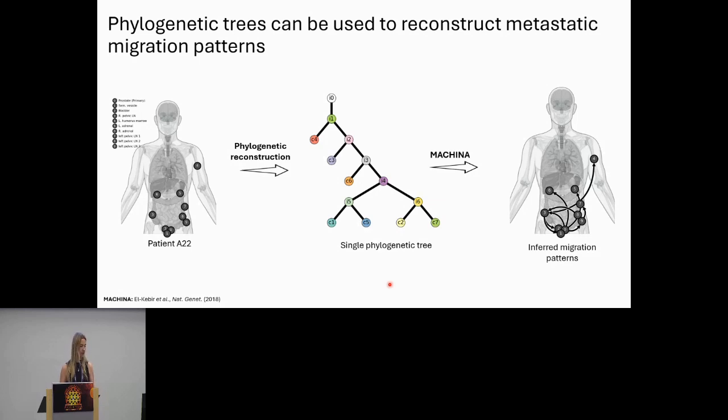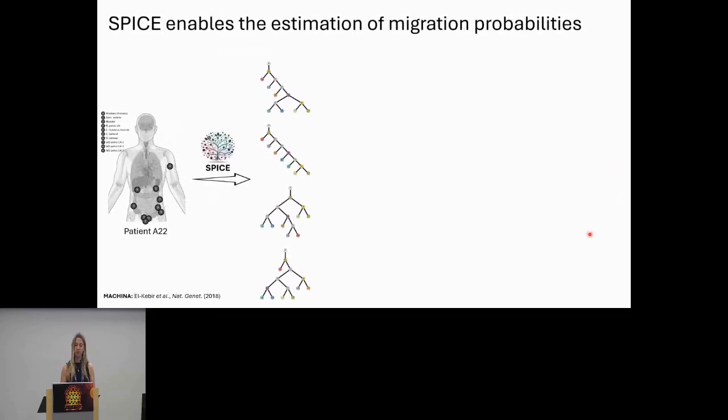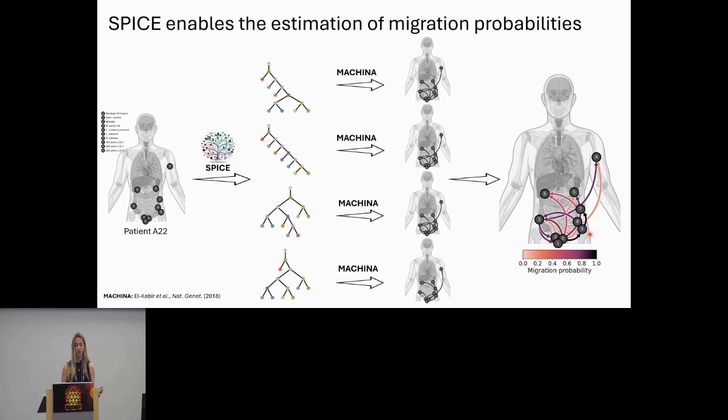And this is feasible thanks to a tool called Machina, which takes an input, a phylogenetic tree, and reconstructs the possible migrations between different tumor sites. We can apply this principle to the results of SPICE, where we have multiple phylogenetic trees, and we can run Machina and determine metastatic migration patterns for each one of these solutions. We can then condense all this information and determine the probability of migrations between different tumor sites.